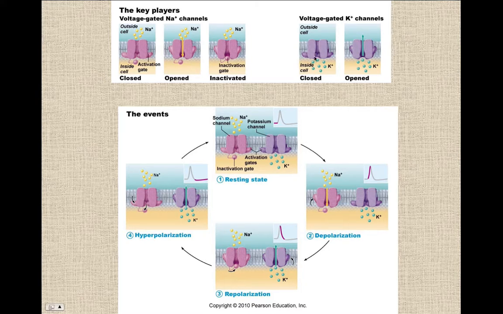Now potassium is going to open at that same point, creating that repolarization. Okay, and then once you get past the negative 55, this ligand gated or inactivation gate is going to open, so that now you can potentially create a new action potential.